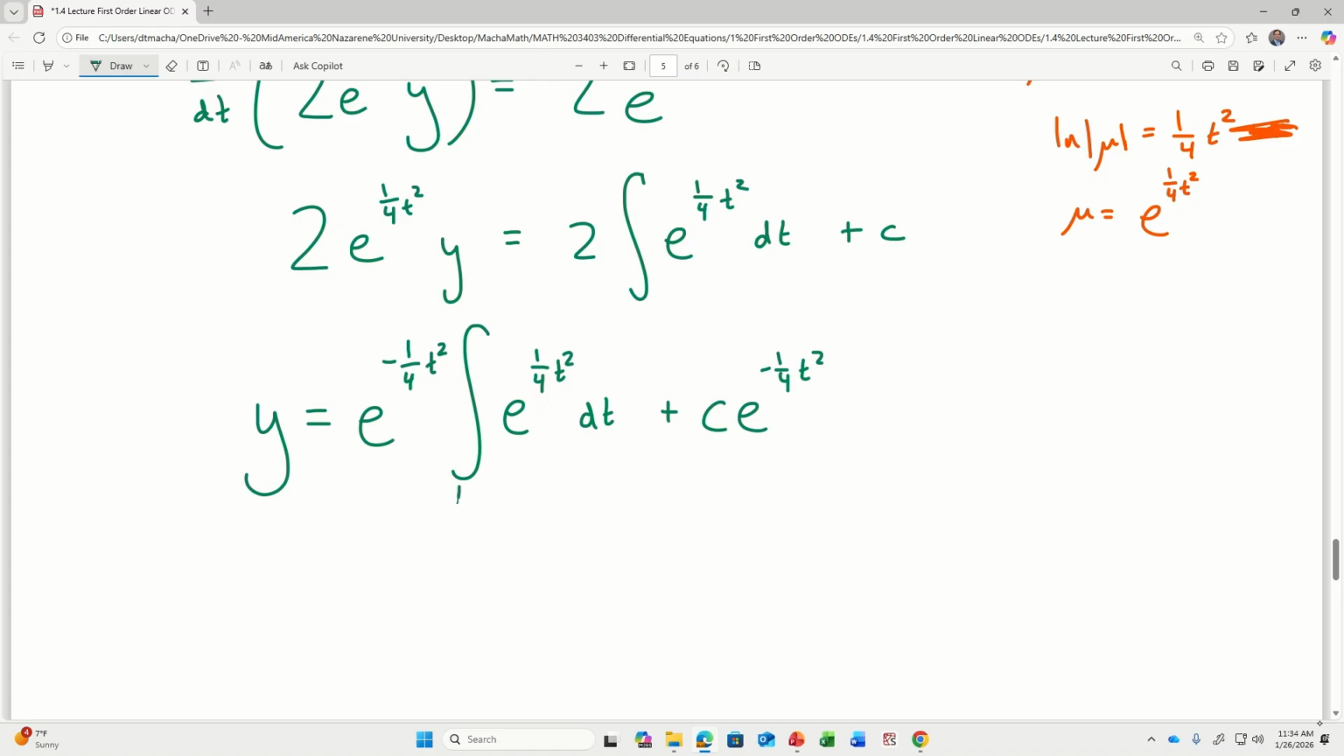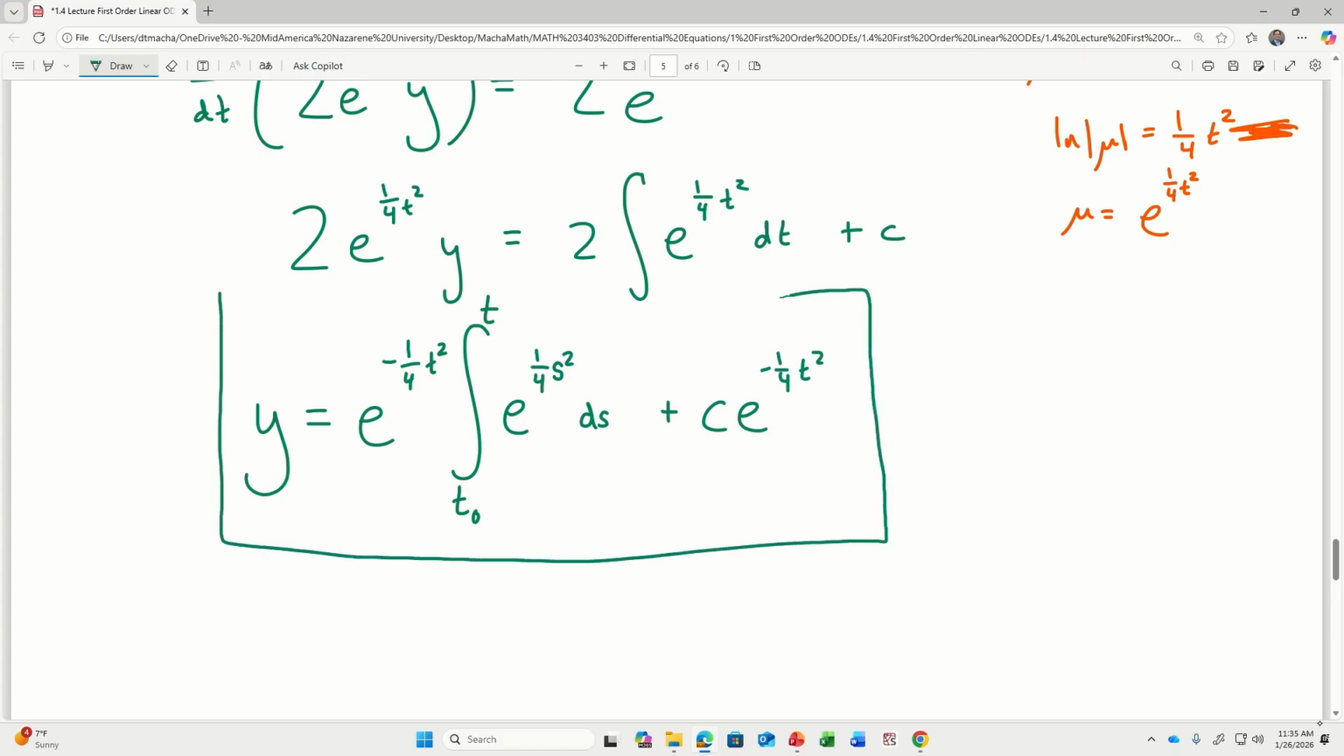Then we're going to label the lower bound and upper bound of my integral as the initial value and the value of t we're concerned with, and then I ought to change the variable of integration from a t to a lowercase s, because that's best practice for keeping your integration variable separate from your independent variable. And there you go.